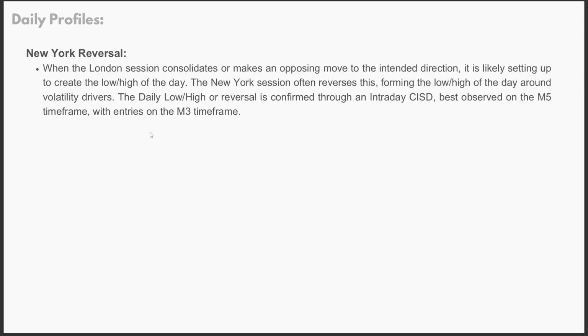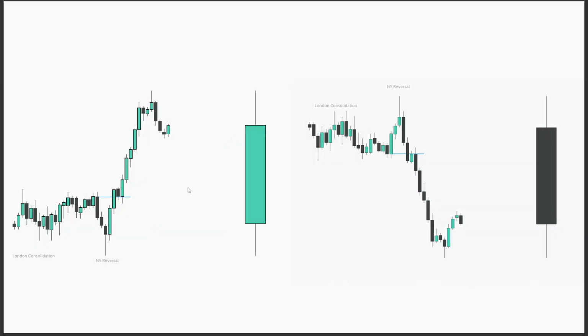Now the second profile is the New York reversal. When the London session consolidates or makes an opposing run, the New York session will create the high or low of the day, which will be confirmed through the change in the state of delivery. For example, London consolidation or a protraction from the daily opening price, New York reversal, a closure above a series of down close candles, and an expansion to the upside. Same example for the bearish: London consolidation or making an opposing run, New York reversal, a closure below a series of up close candles, and an expansion to the downside.